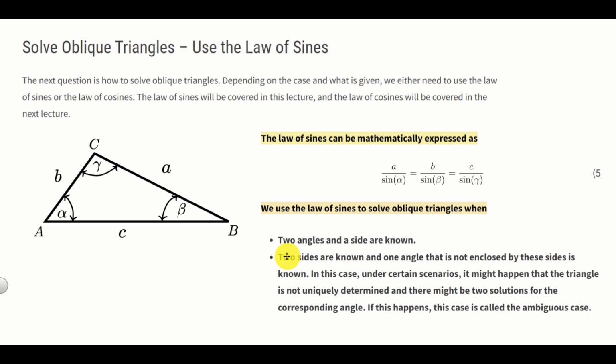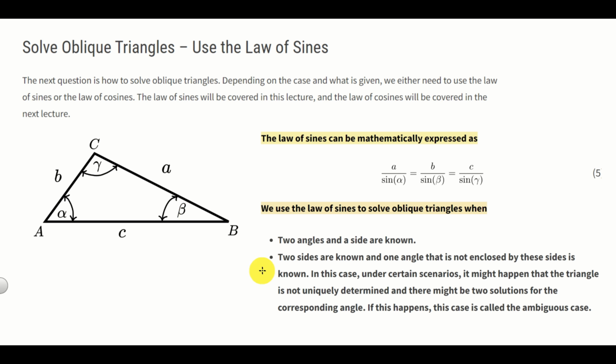Let's see what's written over here. Two sides are known and one angle that is not enclosed by these sides is known. For example, we can assume that C is known and B is known and beta is known. If that's the case, then we can use the law of sines.